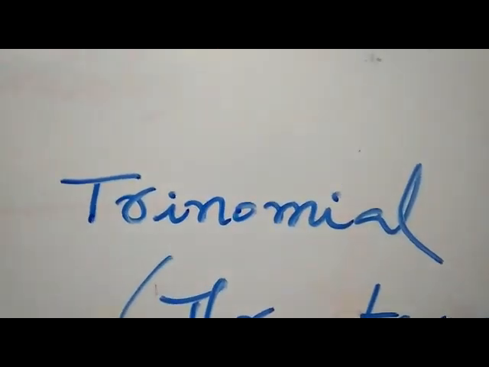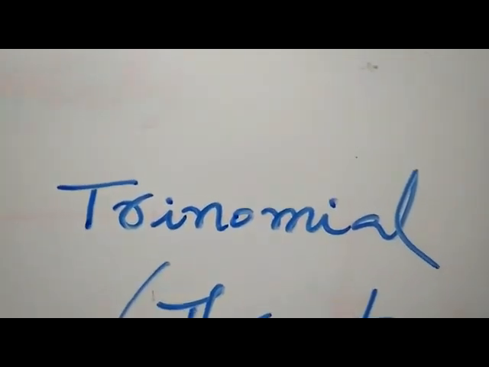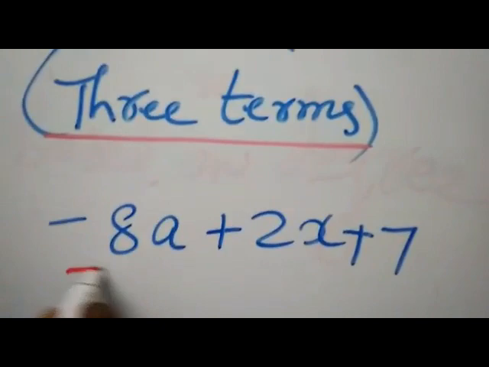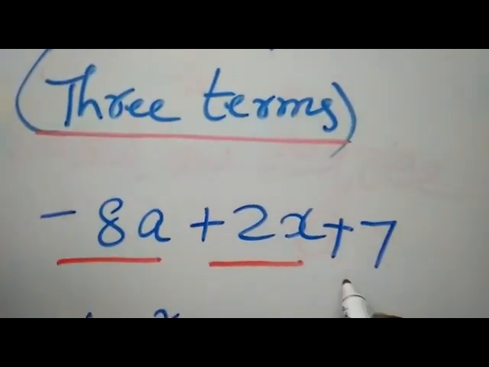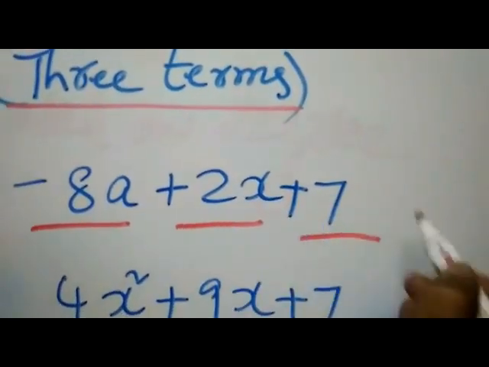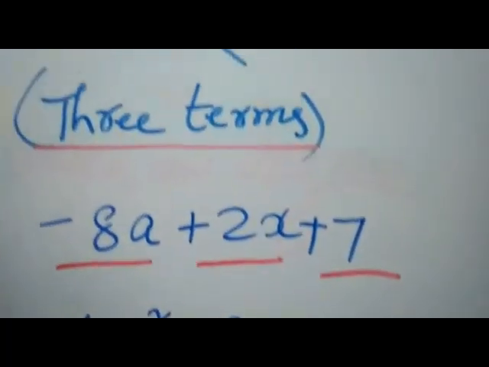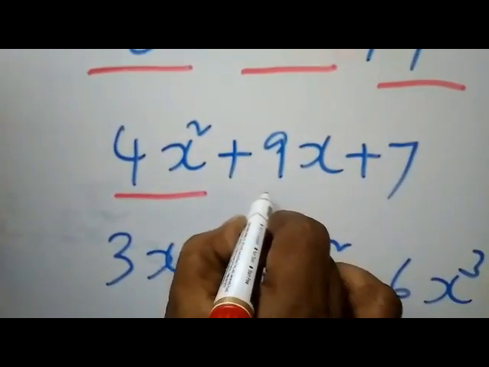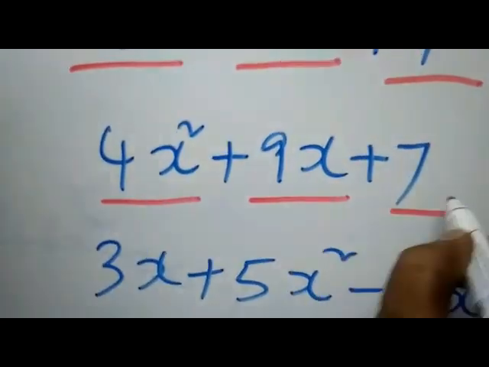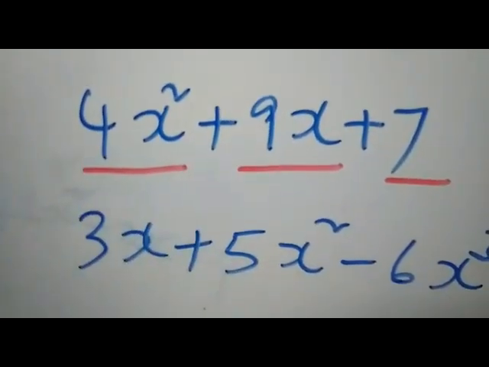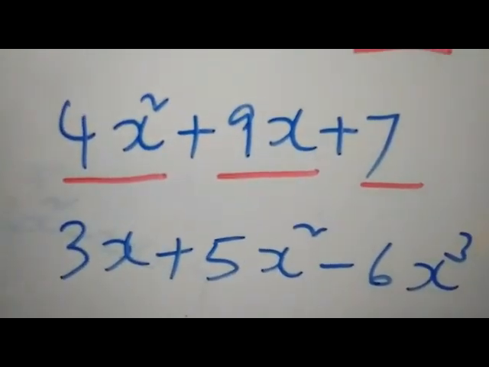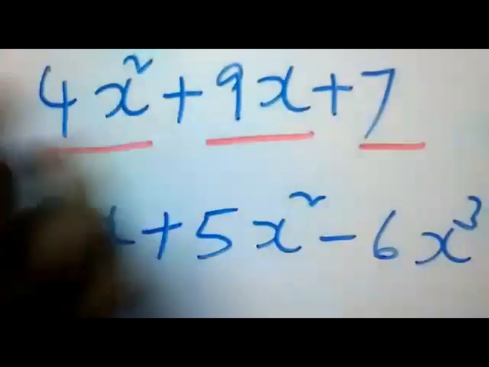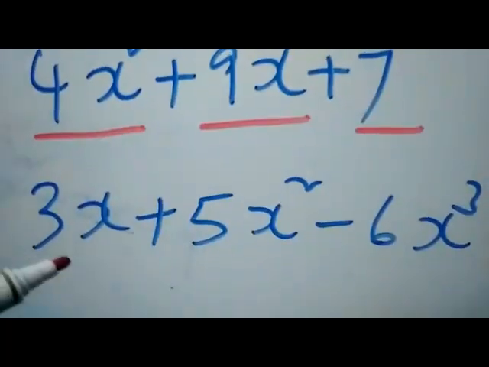Now, a trinomial consists of 3 terms. First example, minus 8a is one term, 2x is one term, 7 is one term. Total number of terms is 3. That's why it is a trinomial. Coming to the second example, 4x square is one term, 9x is one term, 7 is one term. These 3 are unlike terms, not like terms. That is a very, very important point.